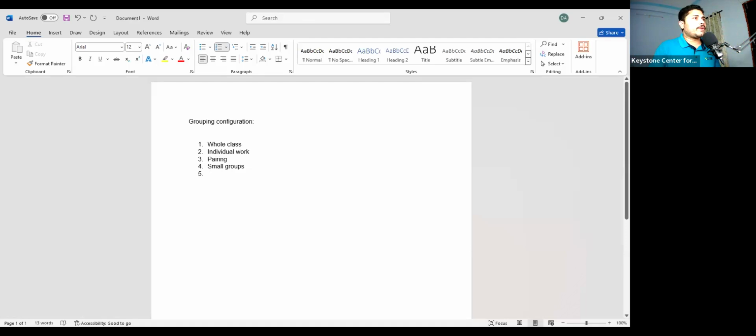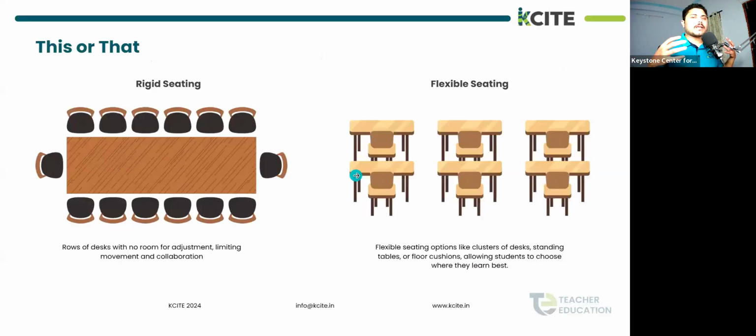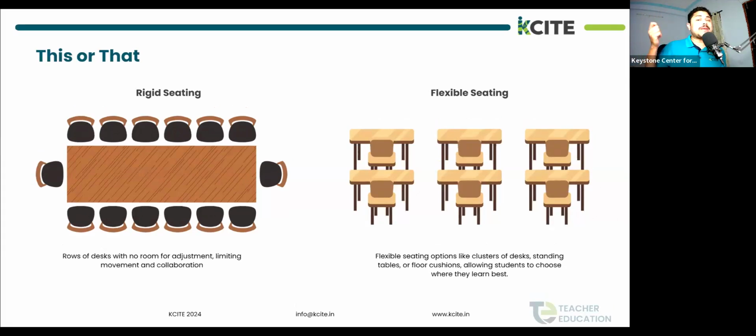Now, whatever activity you conduct in the classroom, whatever subject, whatever concept you are teaching, remember for this particular concept, what type of grouping configuration do I want? Do I want them to do pair work? Do I want them to work individually? Do I want to make a small group? Whatever works best based on the situation in the classroom.